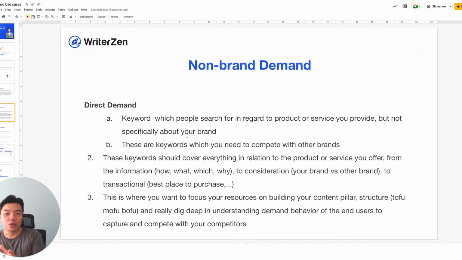So you want to make sure these are the keywords where you compete with other brands. Because the user just has a demand, and who are the suppliers on Google that could provide this type of information? Therefore, this is the battleground of every brand. The direct demand is the highest battleground. This keyword set should cover everything in relation to your product or service, from information, how, what, which, why, to consideration, like your brand versus other brands, a comparison, to transactional, like best place to purchase. If you search on Google, you'll see that this is such a huge battleground.